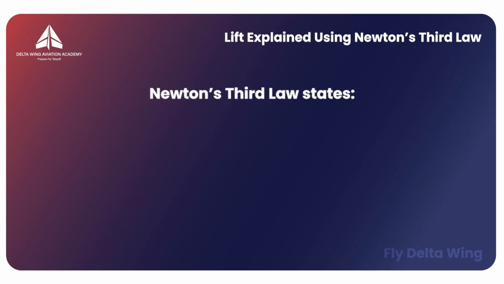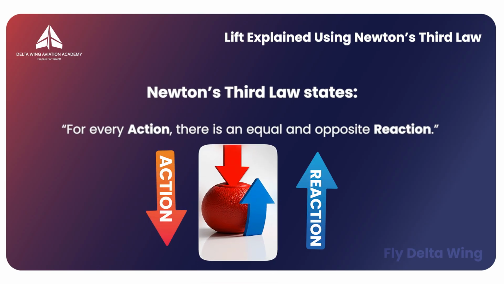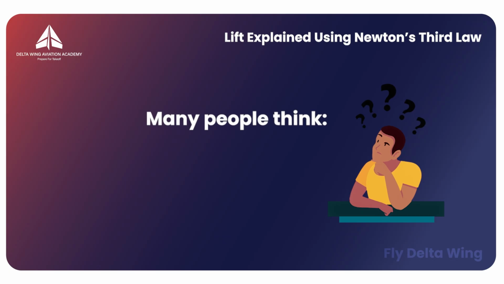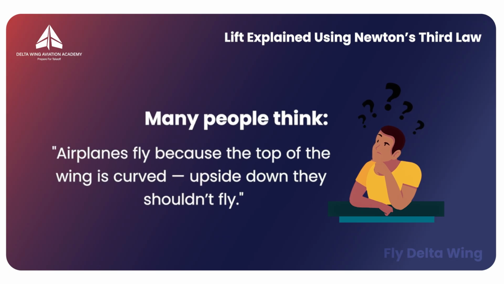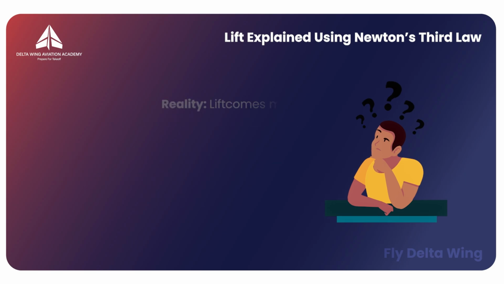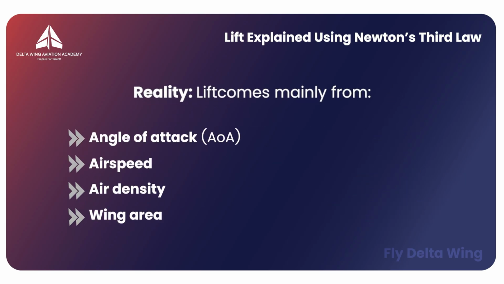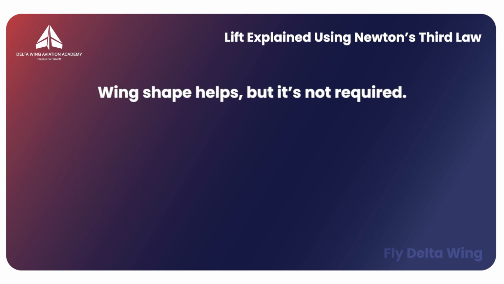Newton's third law states, for every action, there is an equal and opposite reaction. Many people think airplanes fly because the top of the wing is curved. Upside down, they shouldn't fly. Reality: lift comes mainly from angle of attack, airspeed, air density, and wing area. Wing shape helps, but it's not required.